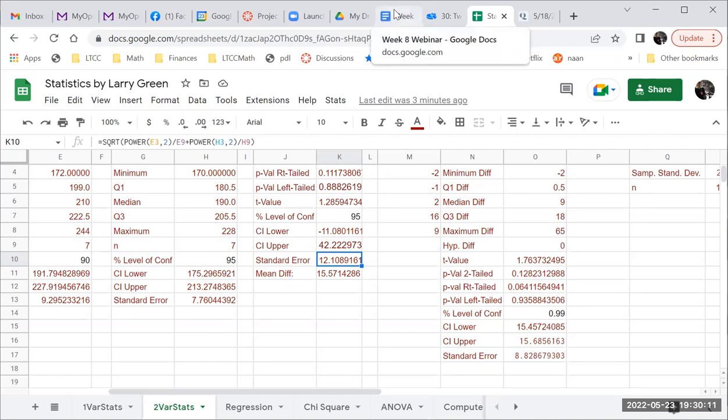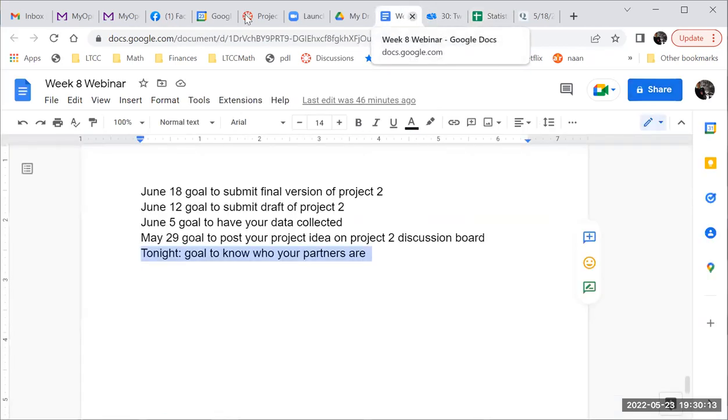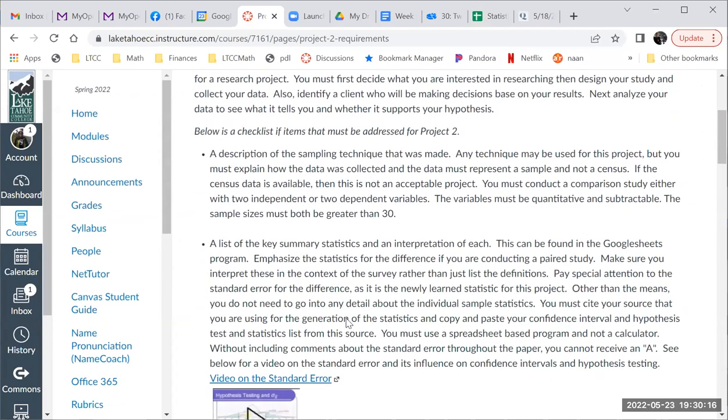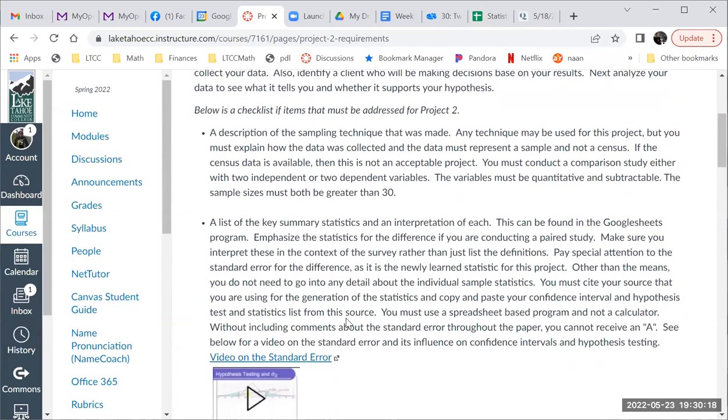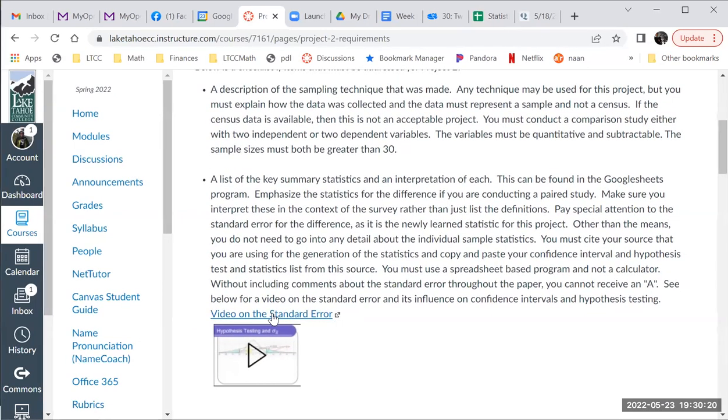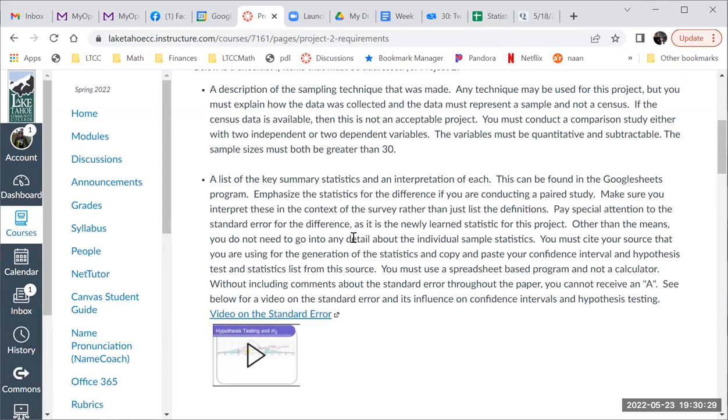Just a note, let me show you. I have a video on the standard error because so many people have so much trouble. Please watch it. You just click that and it'll give you the video. It's on YouTube, and it gives you some thoughts about standard error.